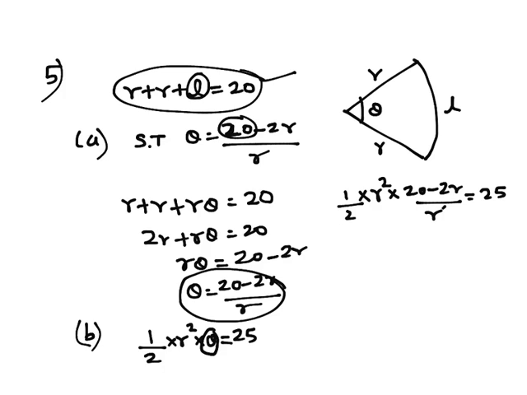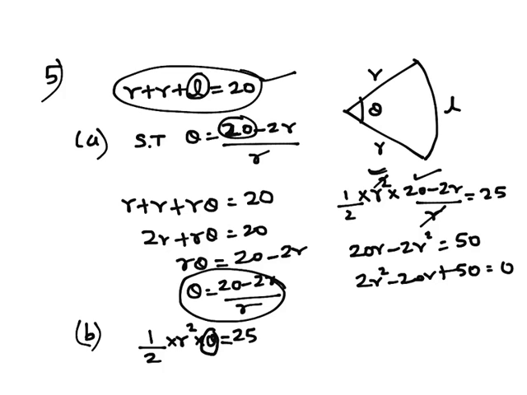So I can cancel an r and r. I can take the 2 to the other side, and multiply this and this. So you'll get 20r minus 2r square equals 50. So you'll get 2r square minus 20r plus 50 equals 0. If you solve it, it's a quadratic equation, you get r equals 5 or 5. So hence the radius of the circle is 5 centimeters.